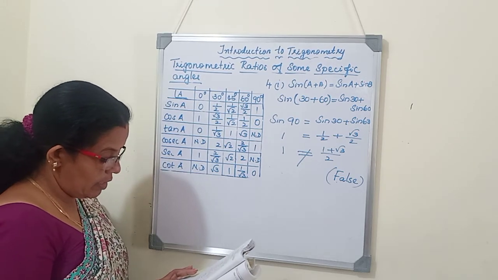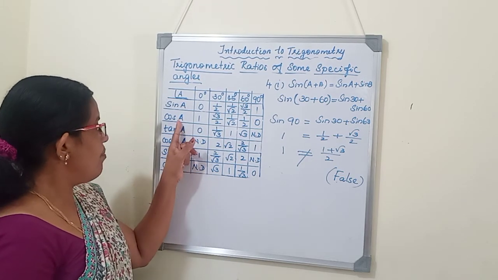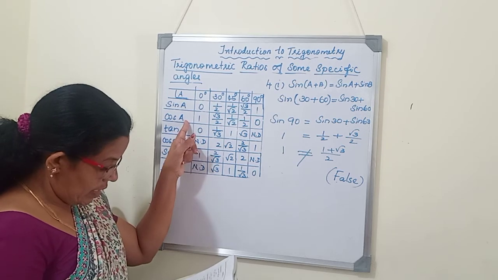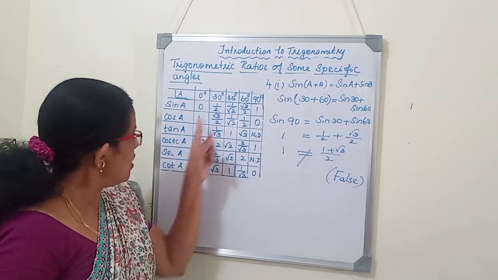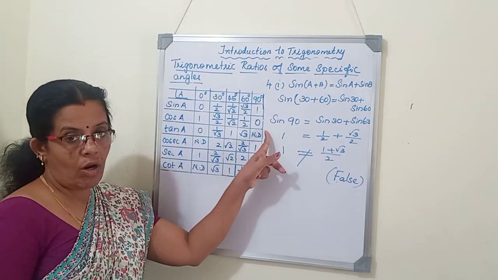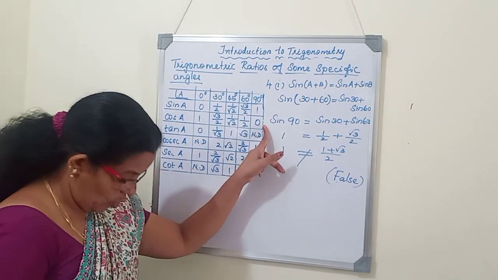Next question. The value of cos theta increases as theta increases. As theta increases, is the cos theta value increasing or not? No. So this is false.